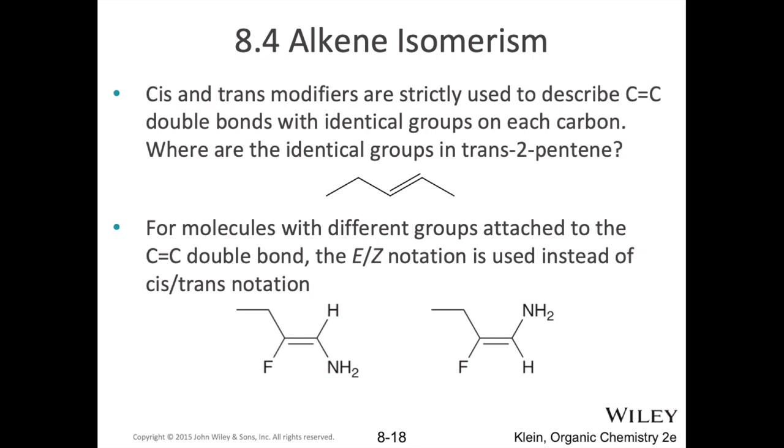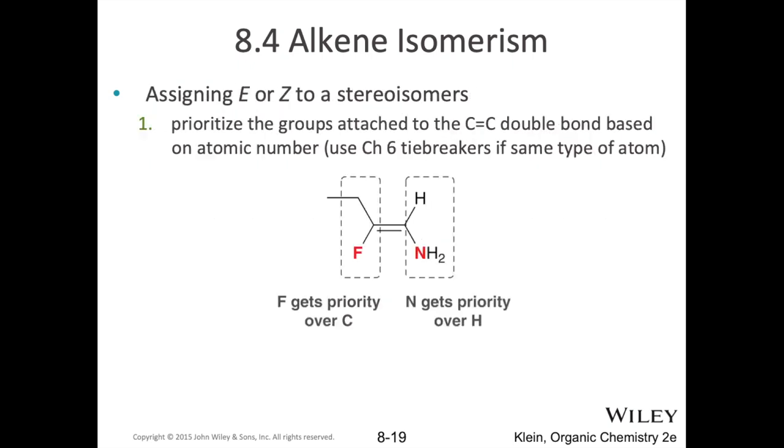So we need to assign priorities to these groups and then essentially say whether they're, quote unquote, cis or trans, by referring to those higher priority groups. But we can't say cis or trans because obviously it's not the same group, so that's where E and Z comes in. E and Z notation is essentially cis and trans, but for non-identical groups. Okay, so let's look at how we do this.